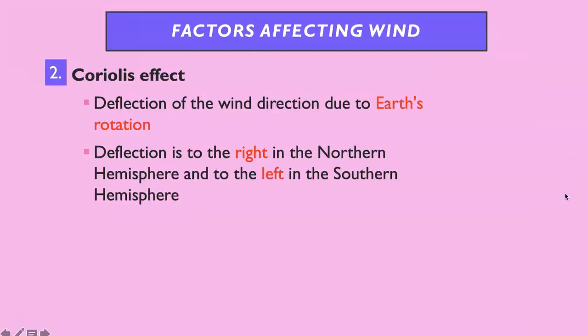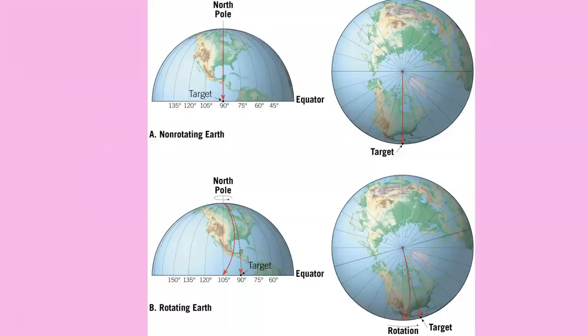The second thing that affects a wind is the Coriolis effect, and this is the result of Earth rotating on an axis. In the northern hemisphere, winds are deflected to the right, and in the southern hemisphere, they're deflected to the left. Let me show you this example.